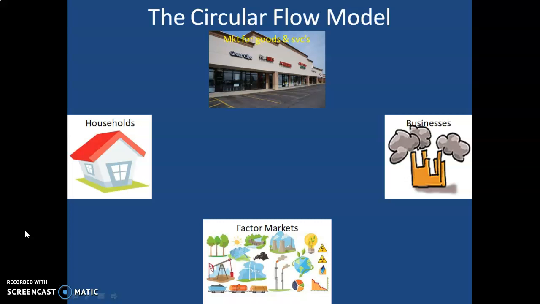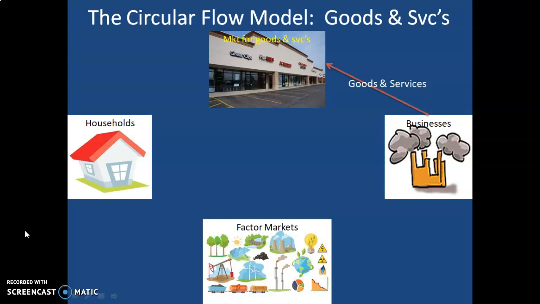Next thing you're going to do, you're going to start drawing some arrows and labeling them. Now, what's going to happen? We're going to be making stuff over here on the right-hand side in the business, and we're going to be making goods and services. So what happens with those goods and services that are created in the business? They're going to be sent to the market for goods and services. So I want you to draw an arrow, and you're going to label that arrow goods and services, and that arrow points to the market.